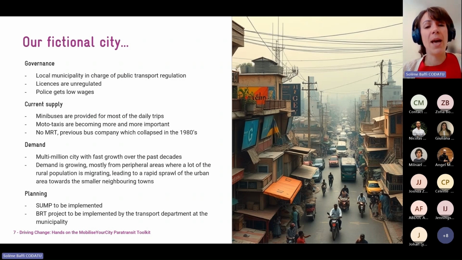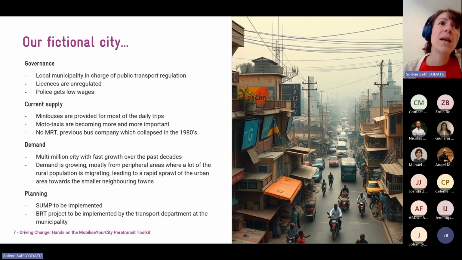In terms of demand, we are located in a multi-millionaire city with a very fast-growing population. Most of the fast-growing population is located in the outskirts of the city, in the peripheral areas, where a lot of the rural population is currently immigrating, which leads to a very rapid sprawl of the urban area with quite high densities in the peripheral areas, which are almost connecting the peripheral cities.